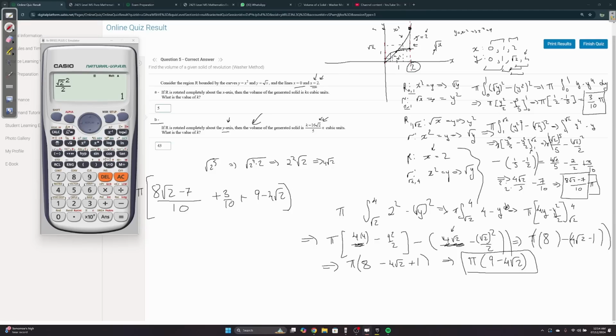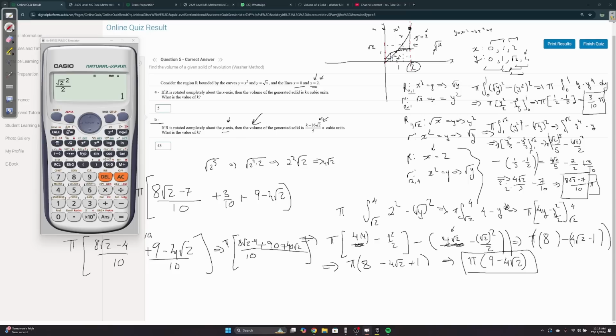We can add these since they have the same denominator. So minus 7 plus 3 gives minus 4. So 8 root 2 minus 7 plus 3 is minus 4 over 10, plus 9 minus 4 root 2. Okay, we need to multiply up and down by 10. So multiply by 10, multiply by 10. So what's it going to be? Pi times (8 root 2 minus 4 over 10 plus 90 minus 40 root 2), all of this over 10.